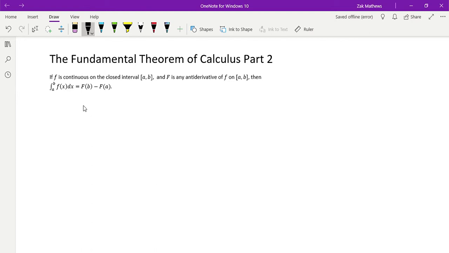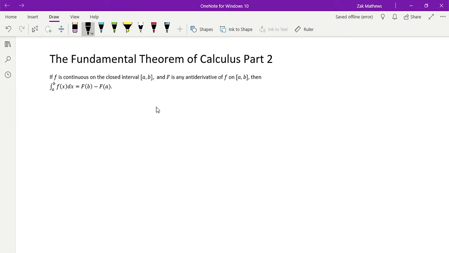Now that we've looked at the fundamental theorem of calculus part 1, let's do part 2. If f is continuous on the closed interval a to b, and big F is any antiderivative of little f on a to b, then the definite integral from a to b of little f of x dx is equal to big F of b minus big F of a. So essentially, by evaluating the antiderivative at b and at a and subtracting those, we find the definite integral. This is how we're going to calculate it.